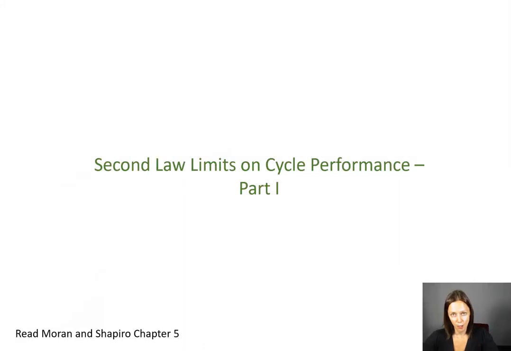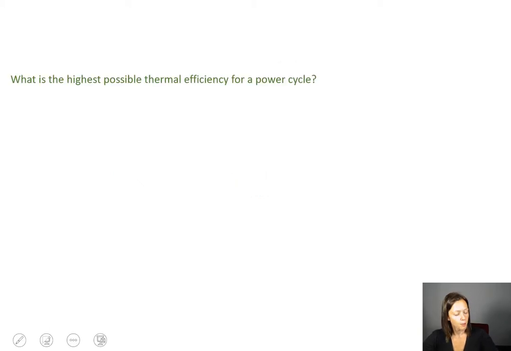In this segment we're going to talk about the second law limits on cycle performance, and this will be the first part in a series of segments. So you might be wondering what the highest possible thermal efficiency for a cycle is, what's the highest possible one you could get? We know it goes from 0 to 100%. So is 100% the best that you can hope for?